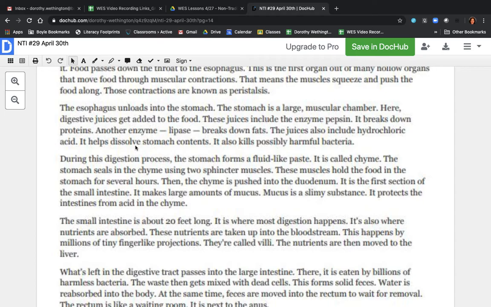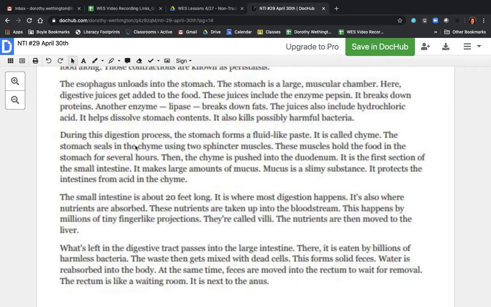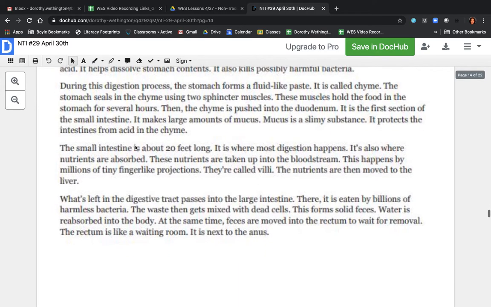The small intestine is about 20 feet long. It is where most digestion happens. It is also where nutrients are absorbed. These nutrients are taken up into the bloodstream. This happens by millions of tiny finger-like projections. They're called villi. The nutrients are then moved to the liver.